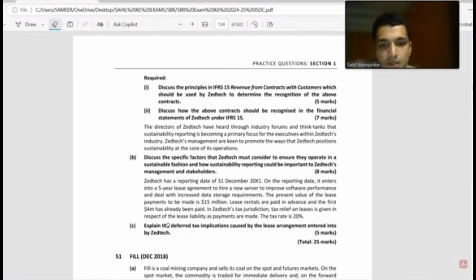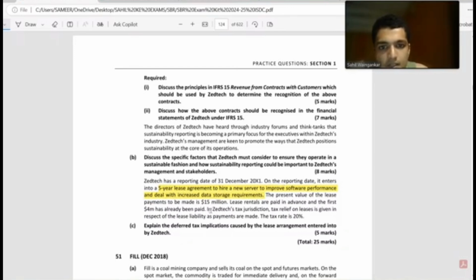तो सबसे पहली बात तो when there is a lease agreement to hire a new server to improve software performance and deal, तो ये ना मैं पूरा का पूरा कॉपी पेस्ट करूंगा. देखो ये जो चीज़ है ये पूरा कॉपी पेस्ट. So at this point of time, a journal entry will be passed and a right of use asset will be recognized and a lease liability will be recognized. Okay, lease rentals are paid in advance.